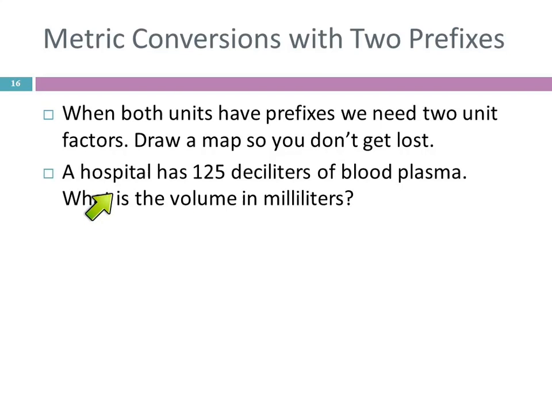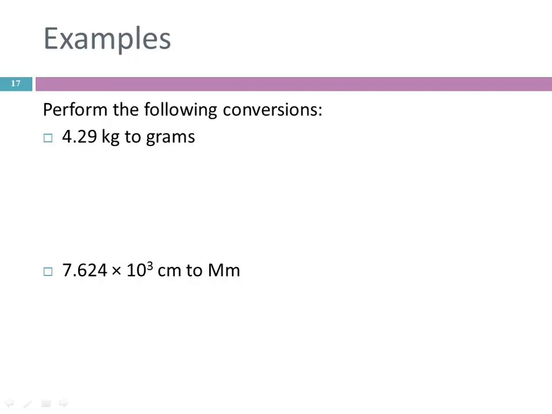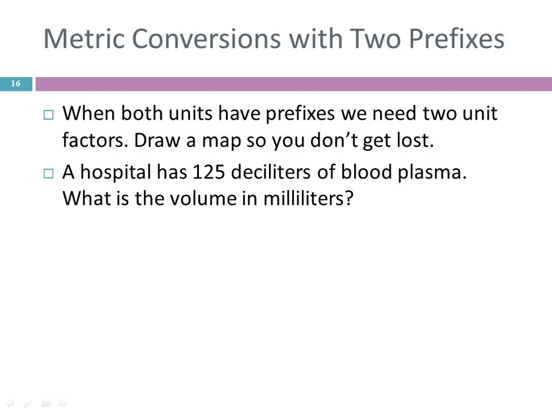So a hospital has 125 deciliters of blood plasma. What's the volume in milliliters? So again, we follow those steps. What unit are they asking for? Milliliters. I do that all the time. M, lowercase m, capital L. Bless you. And what quantity with unit am I given? 125 deciliters. So deci is a lowercase d and capital L.